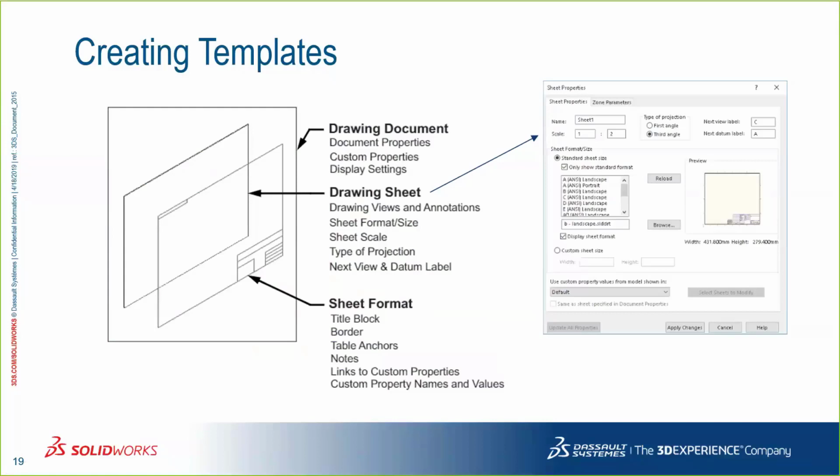Well, there's a slightly easier way of doing that and it's much more user-friendly. So our drawing sheet, that's everything title block based: borders, anchors, notes, links to our custom properties that we want to pull in, custom property names and values. Anything usually related to our title block is going to be on the sheet format file.